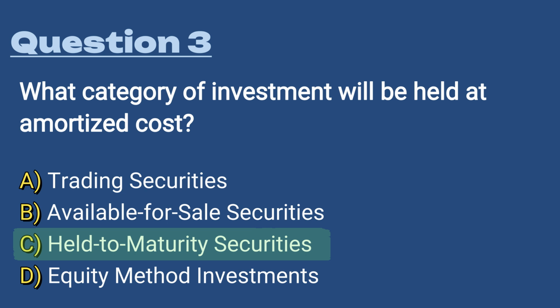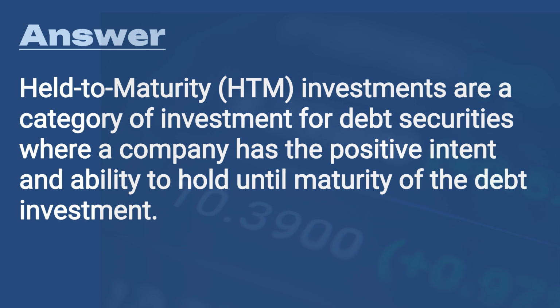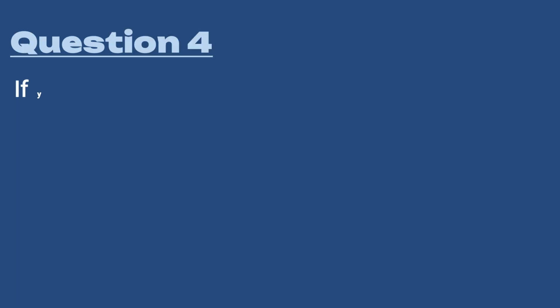The answer is C, held to maturity securities. Held to maturity investments are a category of investments for debt securities where a company has the positive intent and ability to hold until maturity of the debt investment.